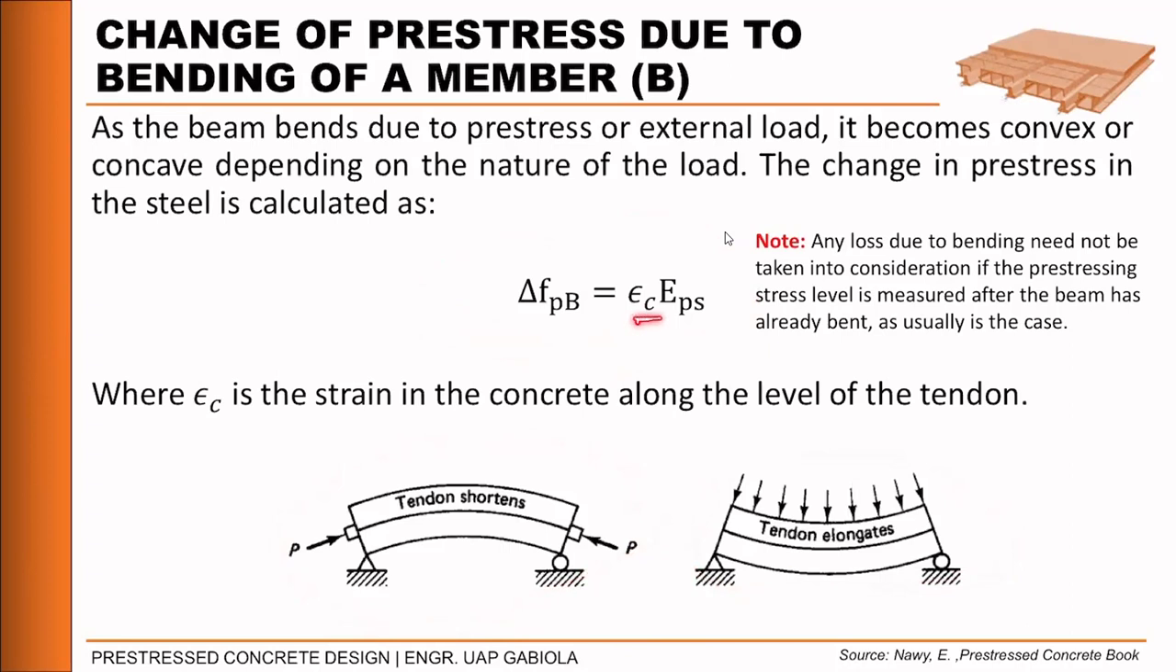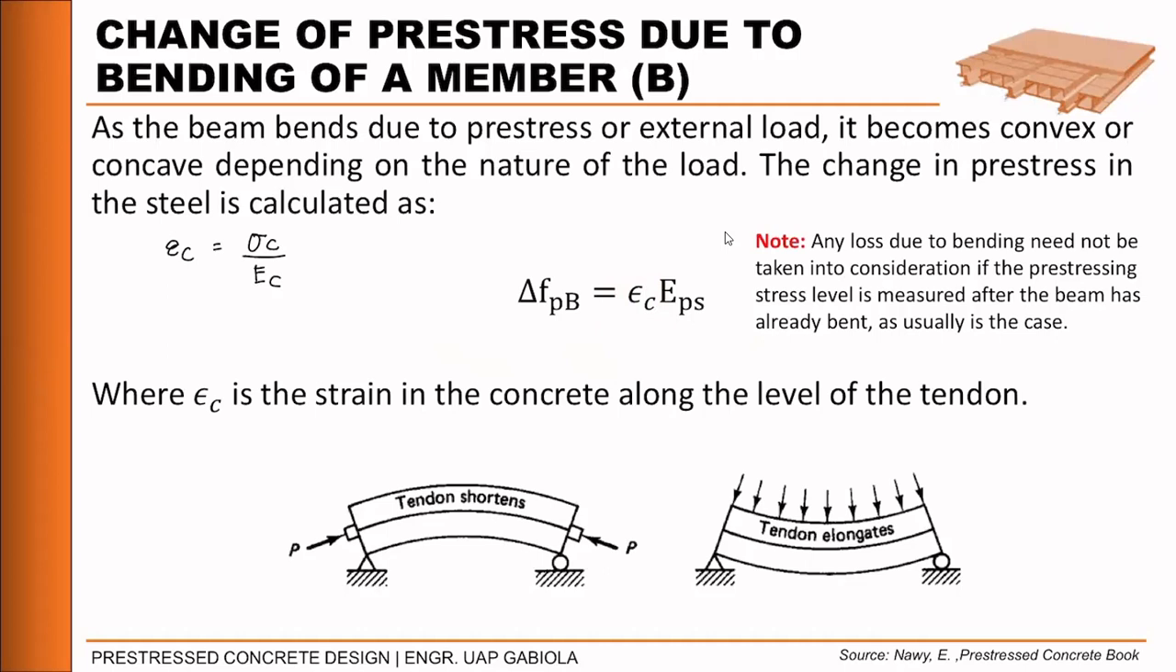So that means the strain in concrete, we just multiply by the value of the modulus of elasticity of our pre-stressing strand. Okay? So how do we get the strain of concrete? The strain of concrete comes from our bending force. So to get the strain of concrete, we need to get the stress of concrete over the modulus of elasticity of concrete.